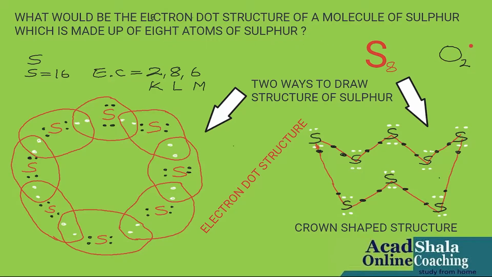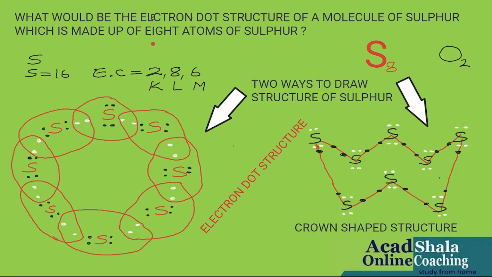First, you need to understand that, as you see an oxygen molecule, it is made up of 2 atoms of oxygen. In the same way, a sulfur molecule is formed by 8 atoms of sulfur. So whenever a question comes on the sulfur molecule and you have to make the electron dot structure, always remember that sulfur has 8 atoms and it forms S8.